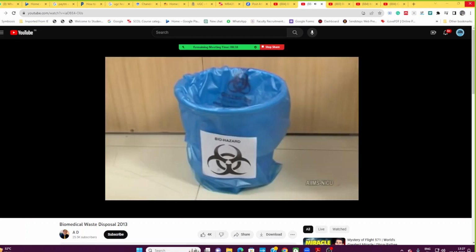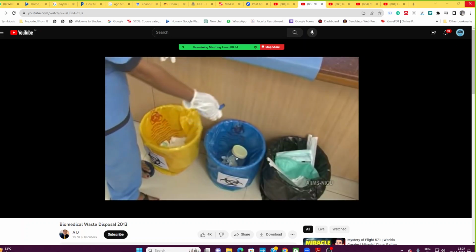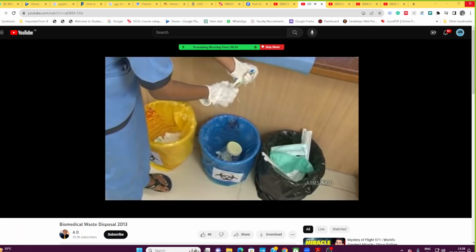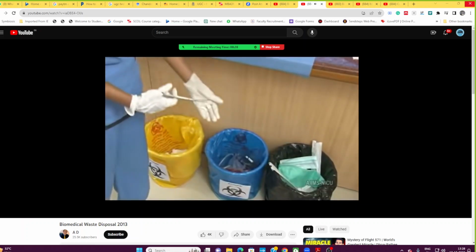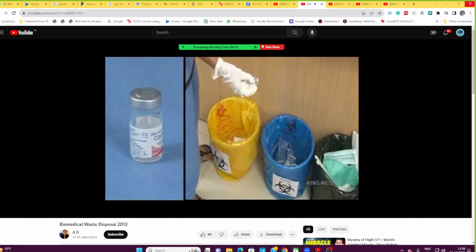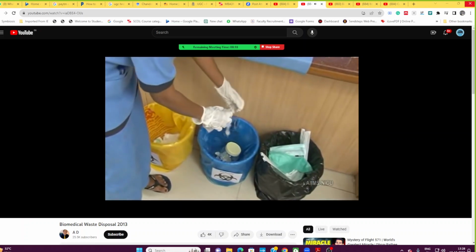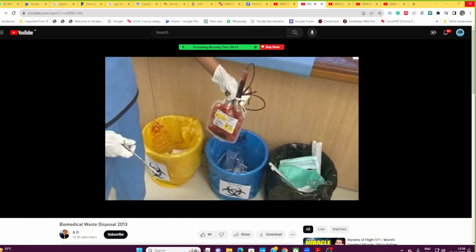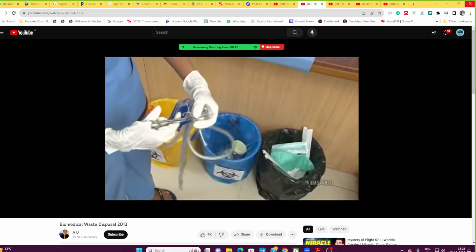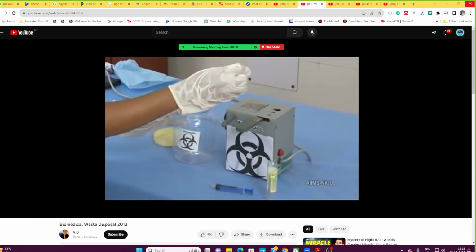The items to be disposed of in the blue bag include all the infected plastic waste, such as disposable syringes, the intravenous set, the blood transfusion set, the endotracheal tube, urinary catheter, urine bag, and medication vials. The IV set, the blood transfusion set, the endotracheal tube, the catheter, and the urine bag should first be cut into pieces and disposed of in the blue bag.